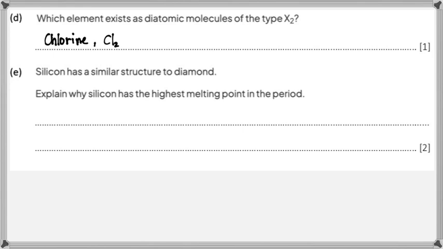For letter E, silicon has a similar structure to a diamond. Explain why silicon has the highest melting point in the period. So explain. Of course, if an element has the highest melting point, we can say that it has a strong covalent bond.